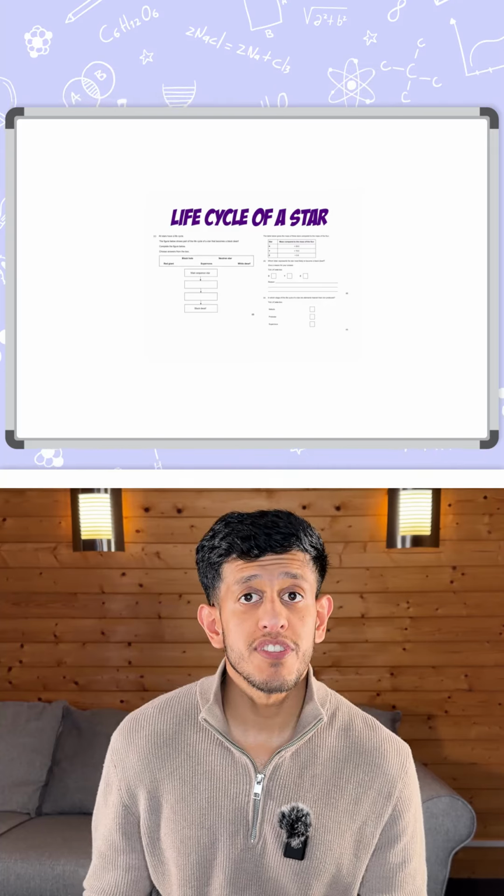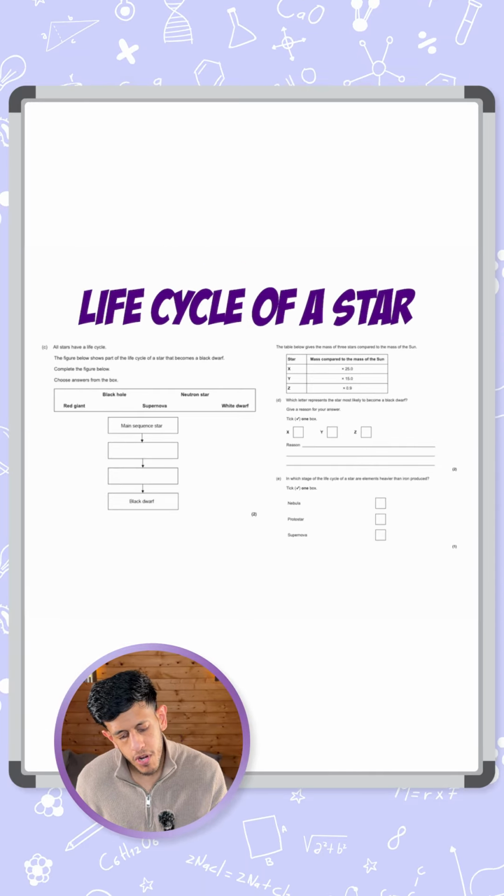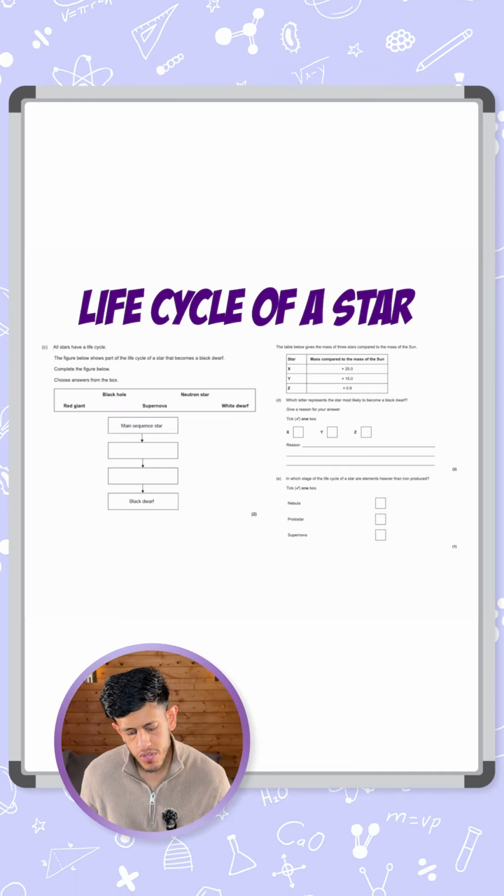Do you know the life cycle of a star? Well, let's take a look at this question and find out. So, all stars have a life cycle. The figure below shows part of the life cycle of a star that becomes a black dwarf. Complete the figure below. Choose answers from the box.